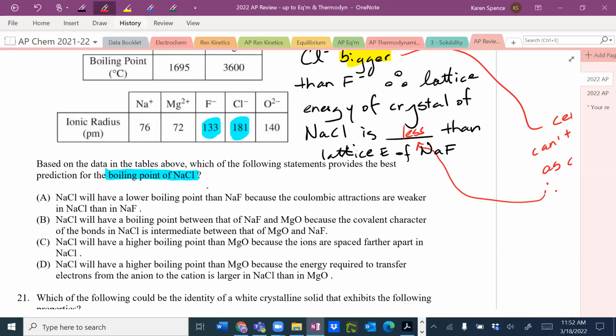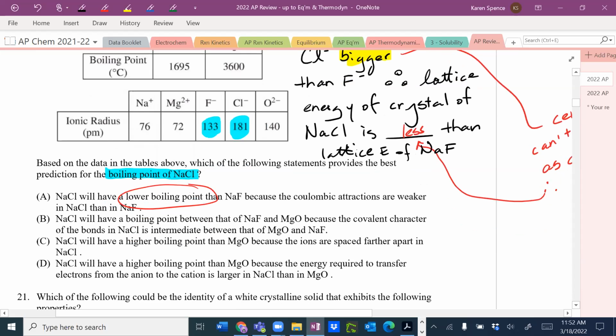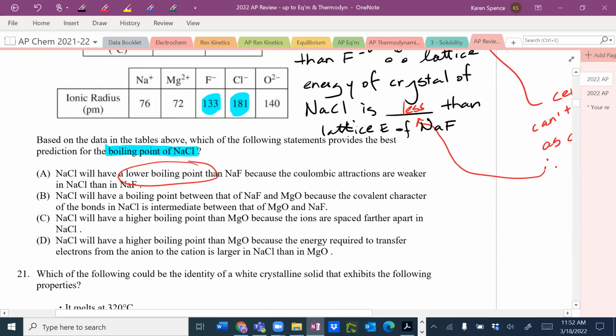Oh, so it has a lower boiling point than NaF because the Coulombic attractions are weaker in NaCl than in NaF. It looks like we have found our answer. Let me double check and see. Yes, it is A. Let's find out why the rest of them are incorrect.